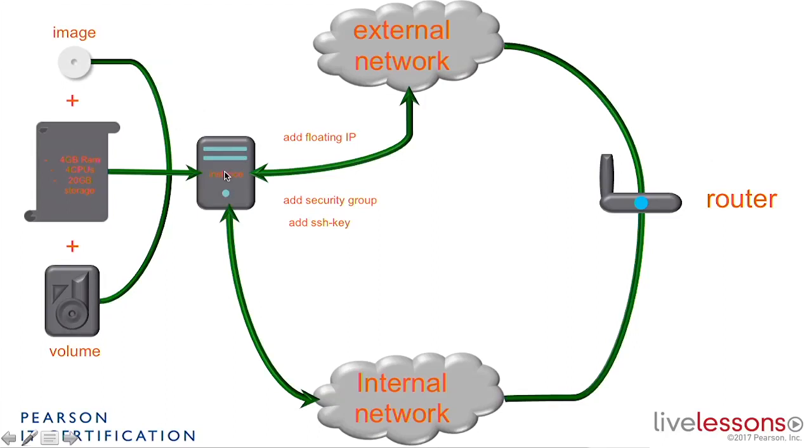And once the instance has booted, 3 more steps remain. We need to add a floating IP, we need to add a security group, and we need to add an SSH key. And if you know how to do all this, you're going to pass the exam. Let's move on and see how it works in my upcoming demo.